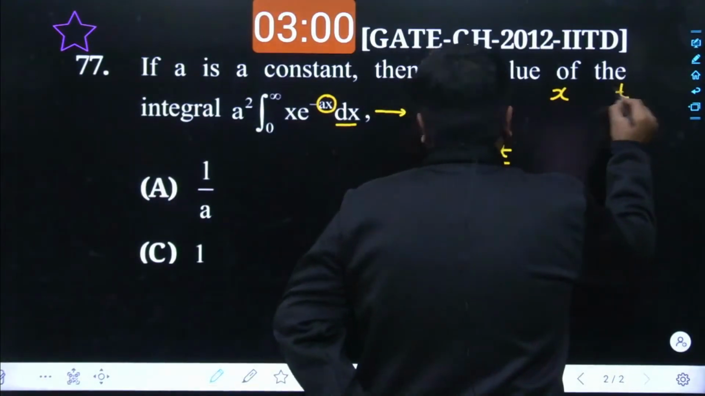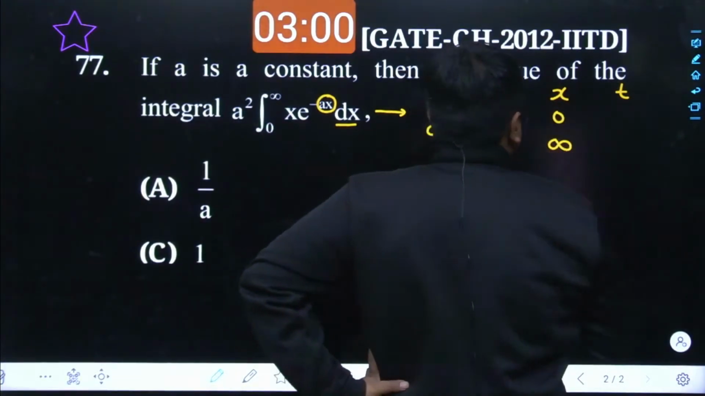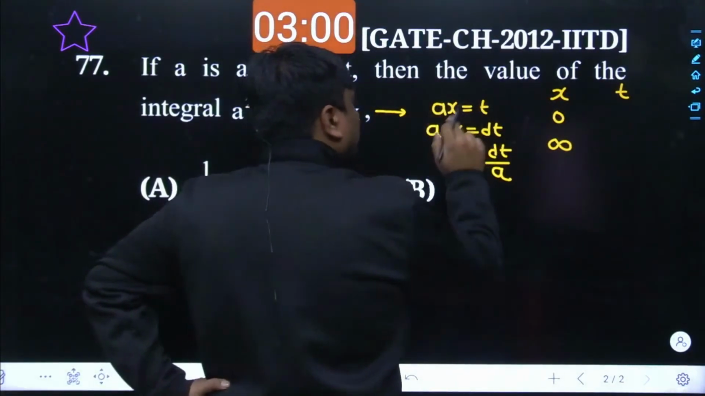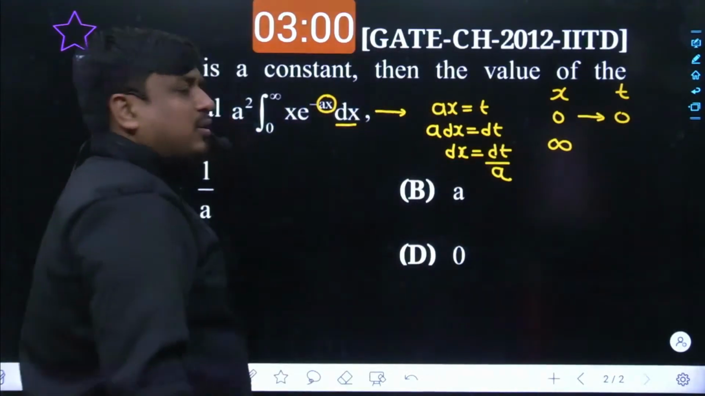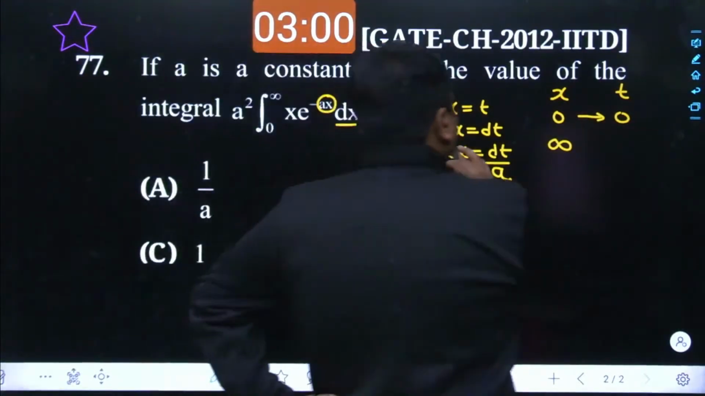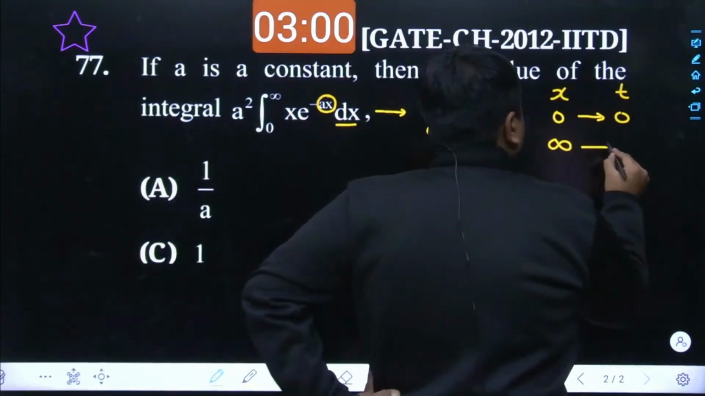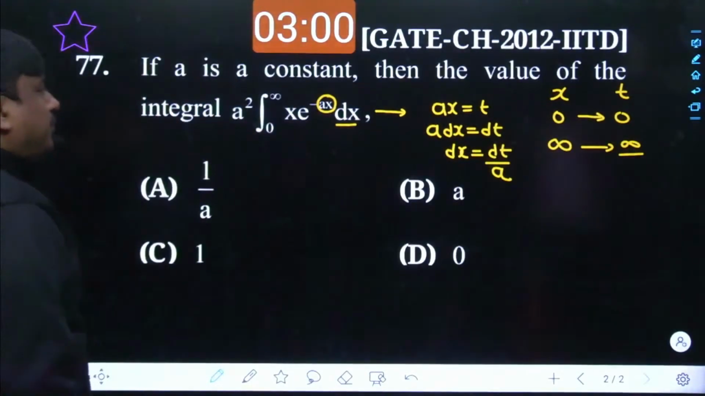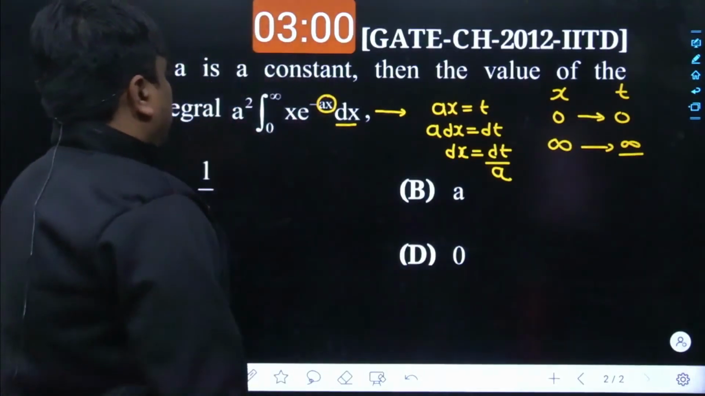For x and t, the lower limit of x was at 0 and the upper limit of x is at infinity. Now x would be fed as 0, so virtually speaking t is also 0. That means there has not been any change in the lower limit. Now if I take a as a positive real quantity, if I feed x is equal to infinity, t would also become infinity only. Agreed? Is that part clear to all of us? Yes, sir.